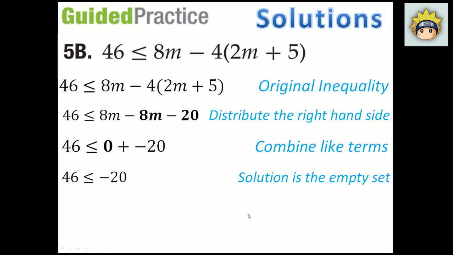So when is 46 less than or equal to negative 20? This doesn't make sense because the variable here disappears. So we wouldn't say that there is a solution. We would say the solution is the empty set, because there is no list of numbers that we can plug in here that would make this valid. So this makes no sense. That's why the solution is called the empty set. There's no value that you can plug in that makes this valid. And there you go.